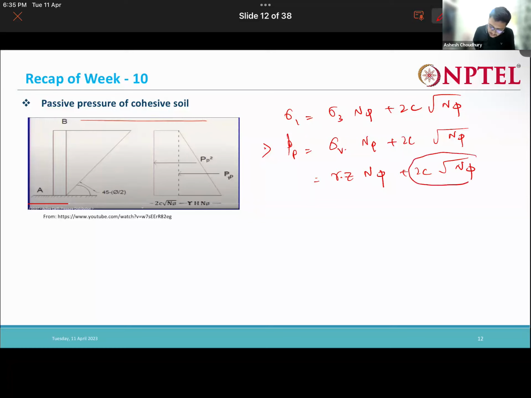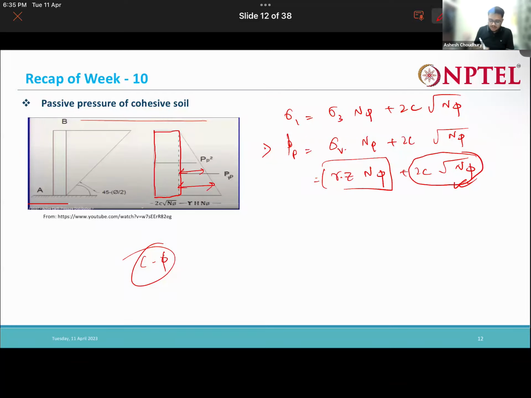So a fixed amount of pressure, equal to this much, will actually be acting all throughout the depth for a cohesive soil, for a C-phi soil. This part will be constant, and this is the rest of this part. This sum will actually give, so if you take the area of this complete pressure diagram, it will give you the final PP, capital PP.